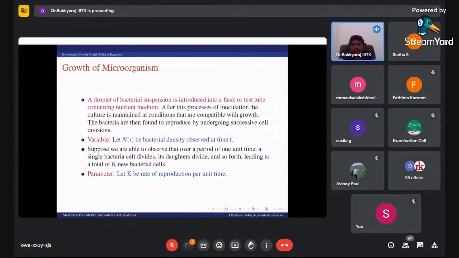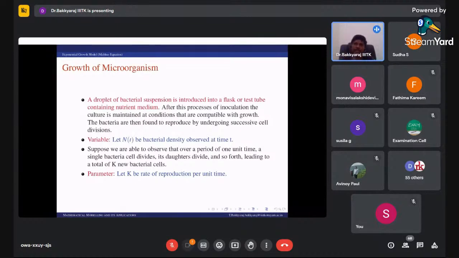If you substitute whatever time t I want, I want to predict how many bacteria will be available in that particular flask. That is my prediction. Here N is a dependent variable, the concentration or density of the bacteria, and t is the time. So for a simple model, I will restrict only to time. I'm not bothered about the space.